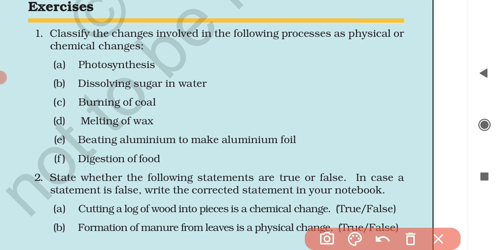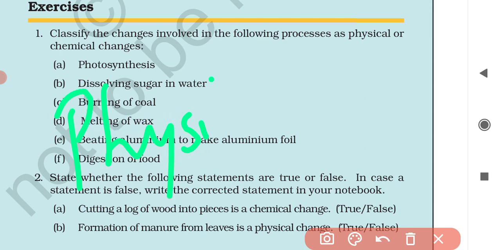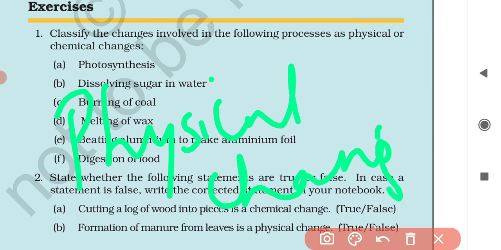Next, dissolving sugar in water. Now this process, when you dissolve sugar in water, is it a physical change or chemical change? It is a physical change. Why? Because the sugar crystals dissolve in water. The size and shape of the sugar crystals will be reduced. Okay, it will be dissolved in water. So it is a physical change. It deals with what? Physical properties, right? Size and shape are the physical properties.